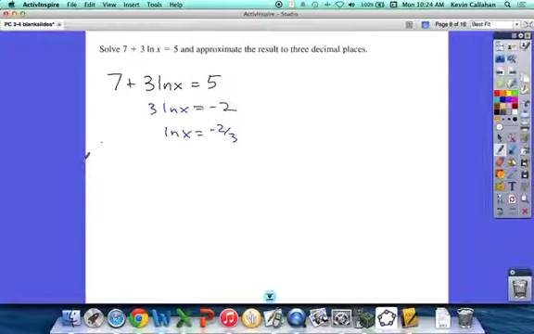Okay, now we're isolated. What do we do next? Convert to an exponential. Right? Let's see what happens if I convert to an exponential. What is the base of the exponential going to be? What is the base of the logarithm? So it's e to the what power? -2/3. Remember, the logarithm equals the exponent, so -2/3 equals x. And that you can put in the calculator, right? e to the -2 divided by 3. 0.513.